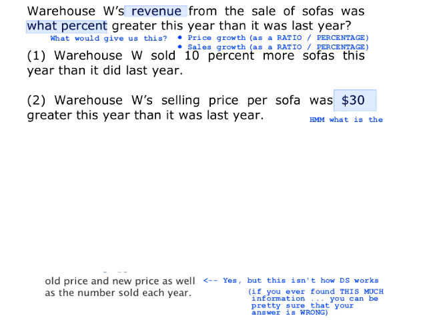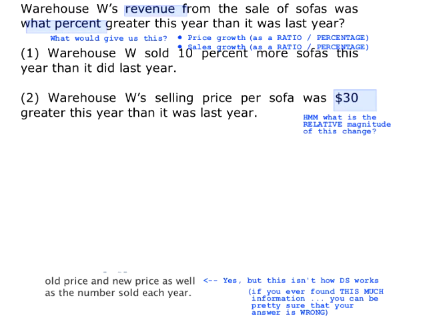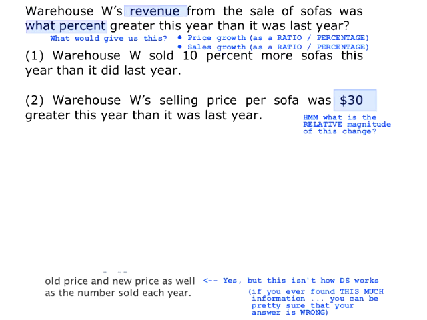What is the relative magnitude of this change? Those are big words, but meaning like if a sofa right now already costs like $2,000, this is really not that much of a big deal. But if a sofa is $50, then of course this is a giant change. So intuitively, you might figure out that this is going to have an ambiguous meaning depending on how much the original price was. But we can organize it.